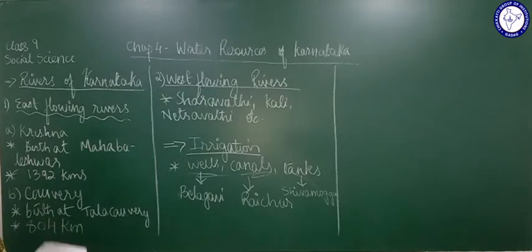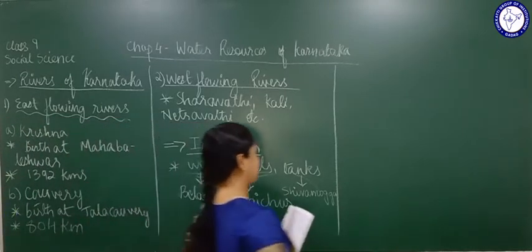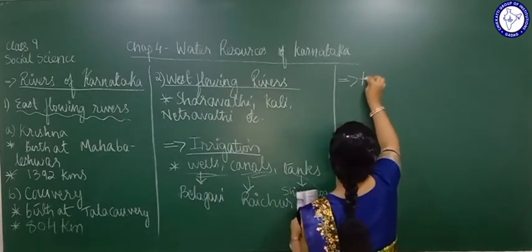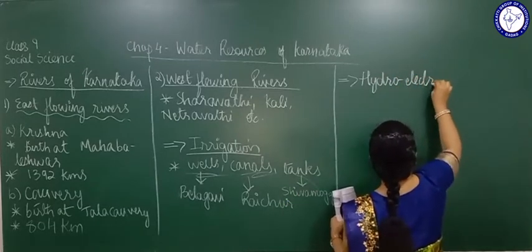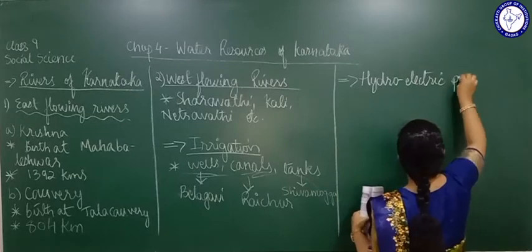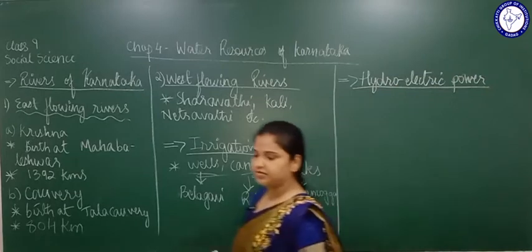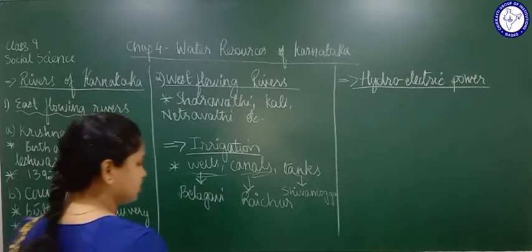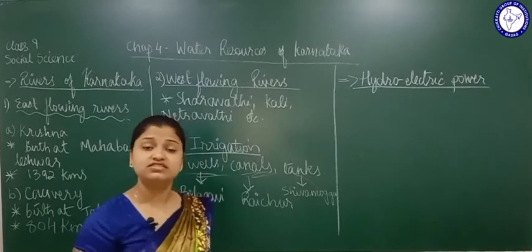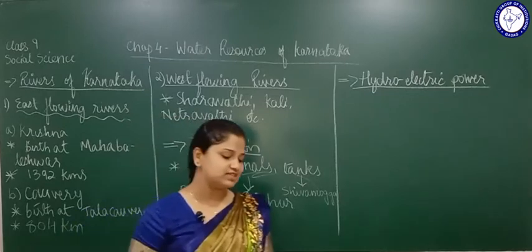Now let us talk about the last subtopic here of your chapter, and an important one, hydroelectric power. So this is the next topic about which we are going to discuss. Now the success of hydroelectric generation goes to Karnataka. The success of hydroelectric power generation in India goes to which state? Goes to our own state, that is Karnataka.